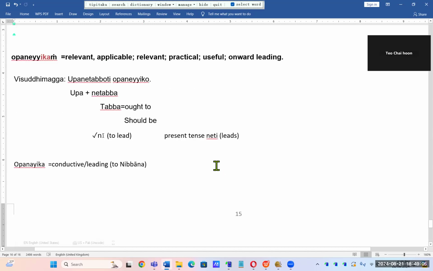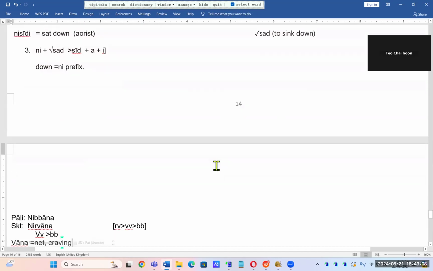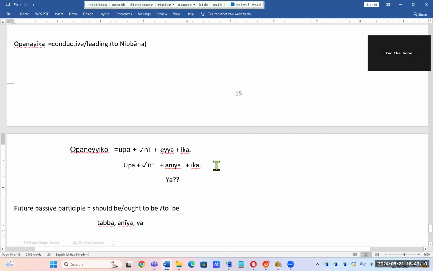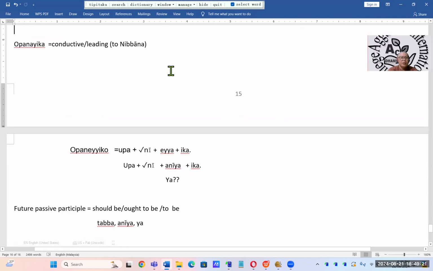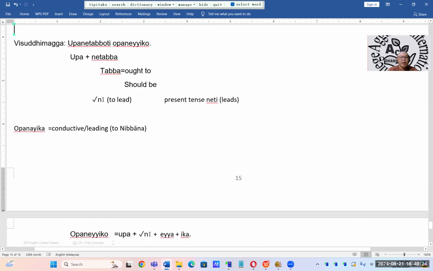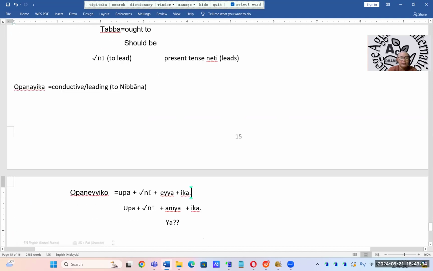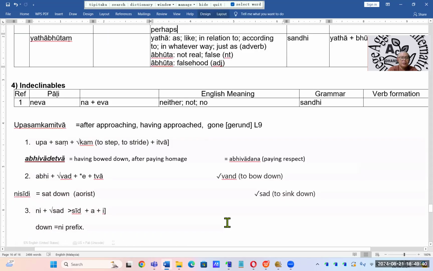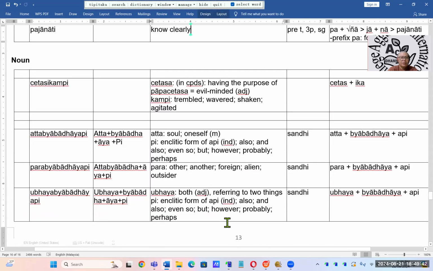Yes, Saji? Opanaika, we actually can derive from upa plus ni plus aya, and also upa plus ni plus aniya is also correct. Yeah, should be. Because according to the wise, it should be tabba, all right? Tabba explains this aya. Aya plus ika, and then you add the ika. Okay, ika suffix. Now, ika suffix, you all can look at the back. Ika suffix is actually quite common in Pali, like Dhammika, with the ika suffix also.